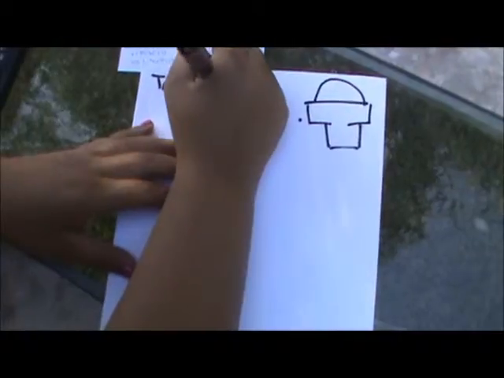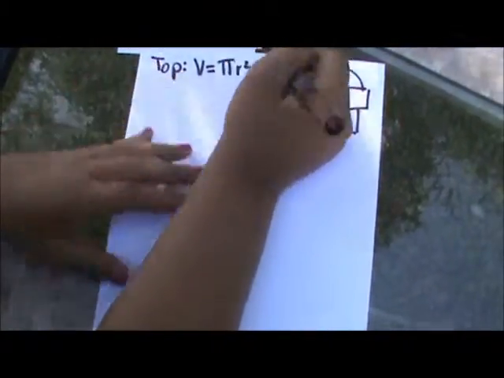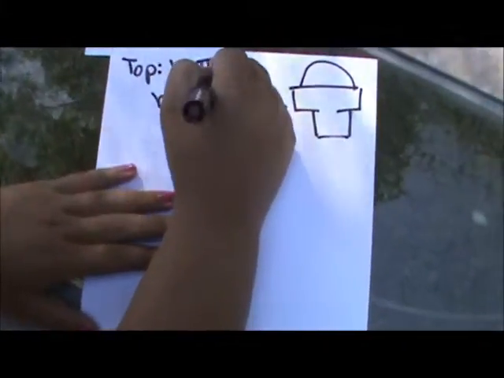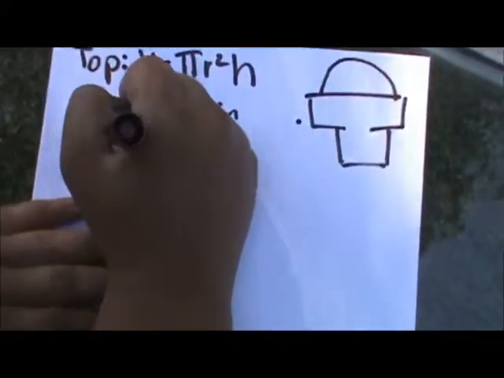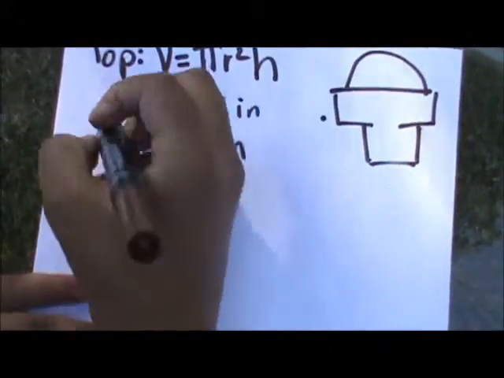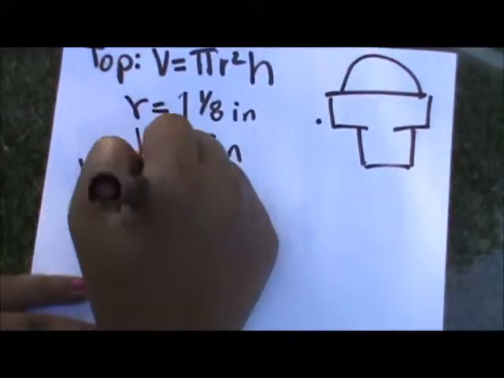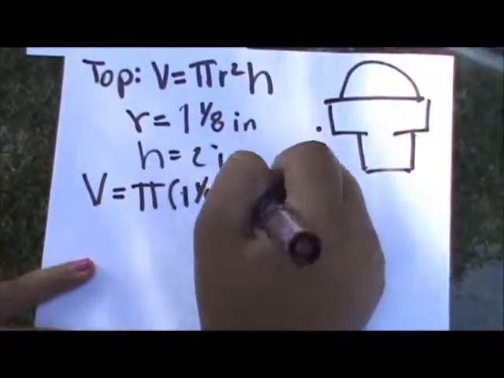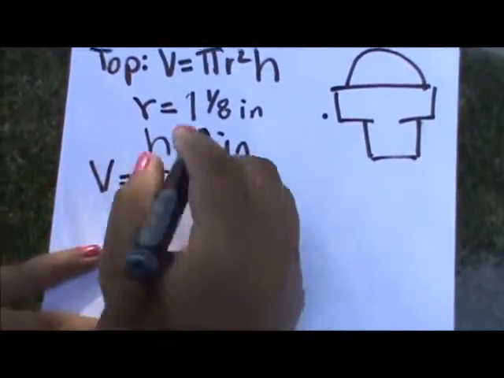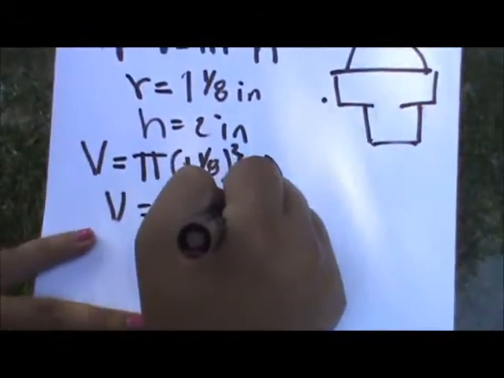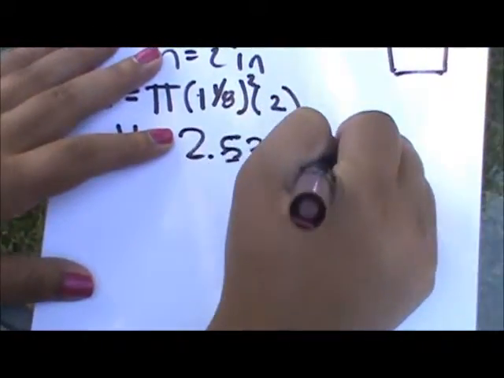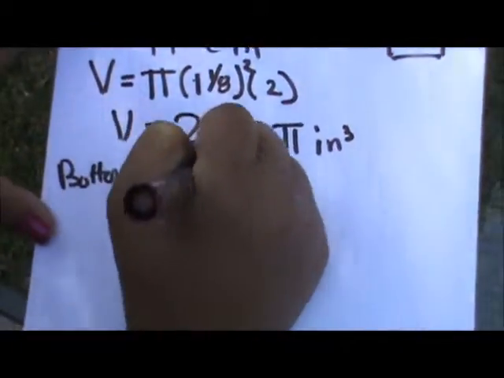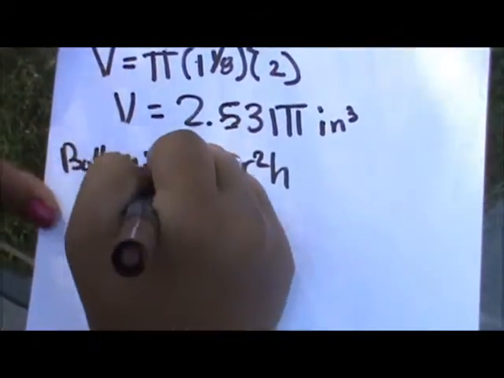And the volume of the cylinder is pi r squared h. So we know the radius of the top one is 1 1/8 inches, and then the height is 2 inches. We just plug it in again, pi times 1 1/8 squared times 2. The result is 2.531 pi inches cubed.